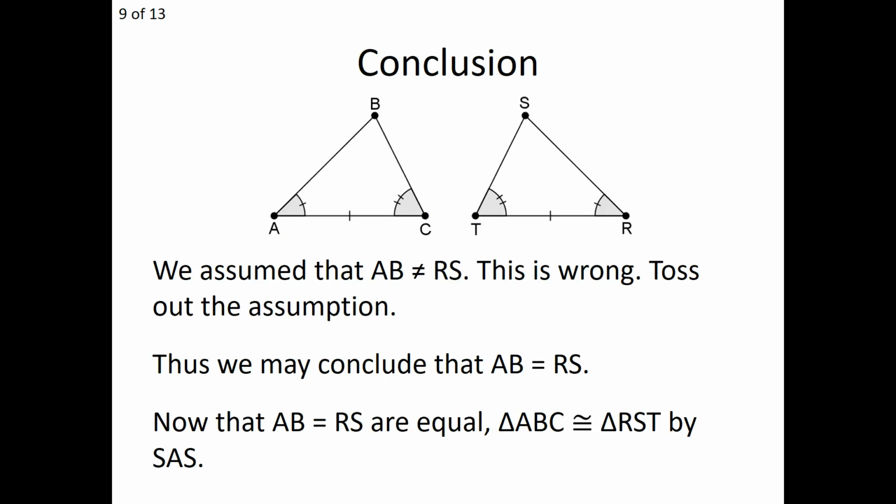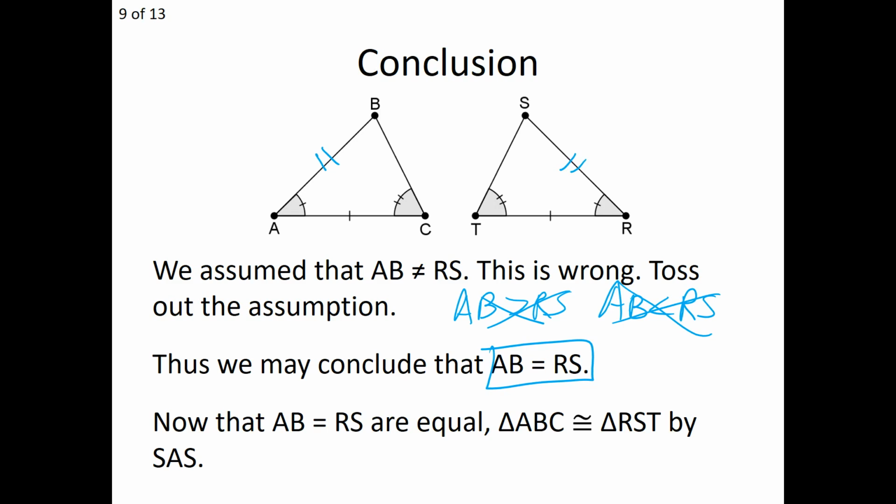So what's our conclusion then? Since we assumed that AB is not equal to RS, that means we toss out AB is greater than RS, that one can't work, and likewise, if we had assumed the other one, we would have hit the same exact contradiction, which means it can't be that one either. So there's only one thing left remaining, and that is AB has to be equal to RS. So what does that mean for us? Well, that means AB and RS have to be equal.